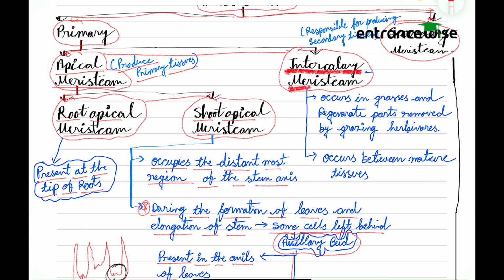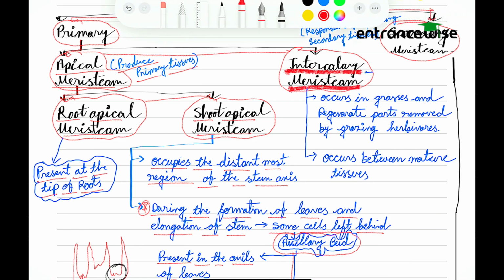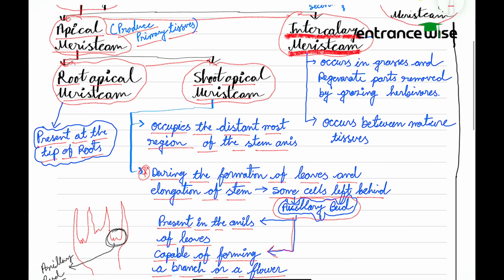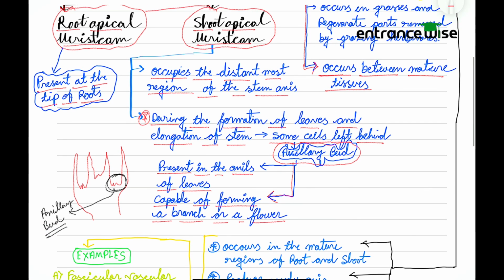The next thing we're going to talk about is intercalary meristem. What is intercalary meristem? Intercalary meristem is the meristem which occurs between mature tissues. Let's suppose we have two mature tissues, this one and this one. So the intercalary meristem will be present just between these two tissues. Here, this is the mature tissue and this is also a mature tissue.